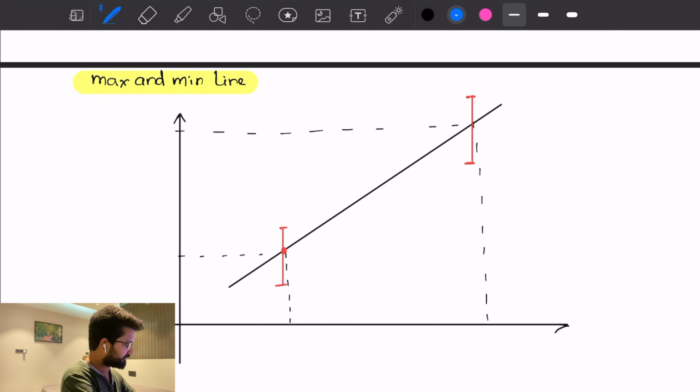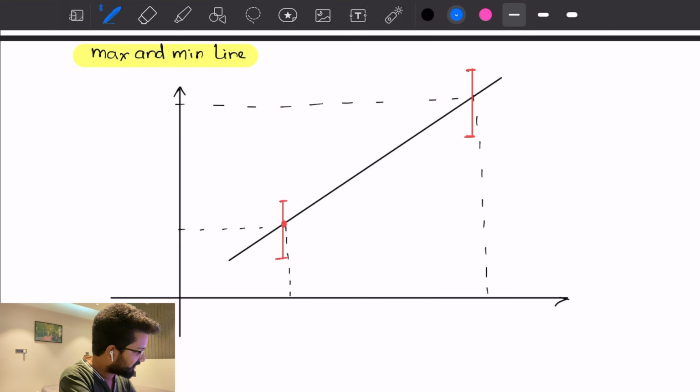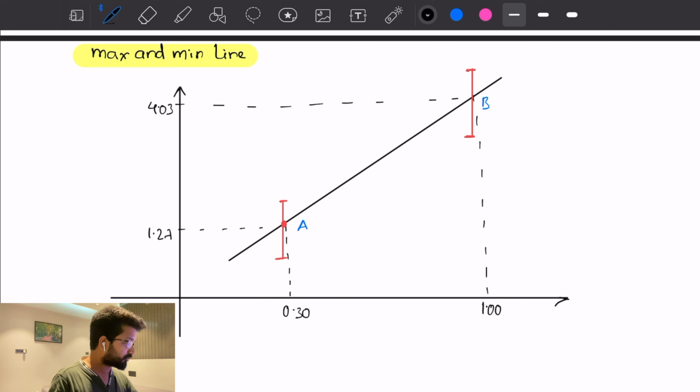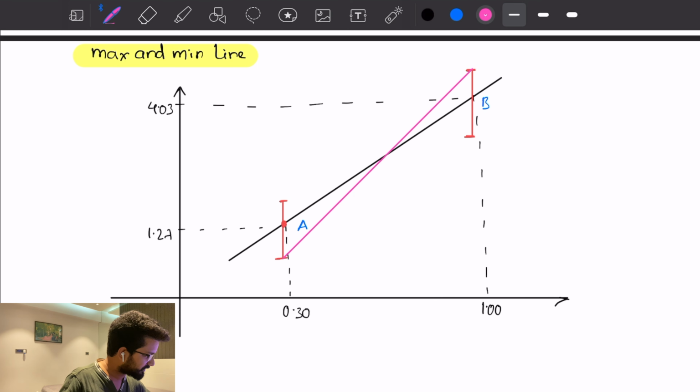Take an example. I have a line of best fit in front of you, which has two coordinates, A and B. A corresponds to the length 0.30, whereas B corresponds to the length 1.00. For the length 0.30, my T square value is 1.27. For length 1.00, my T square value is 4.03. Now, to draw the line with the maximum slope, I'm going to join the lower error bar of coordinate A to the upper error bar of coordinate B. The line joining these two points is going to give me a line with the maximum slope.